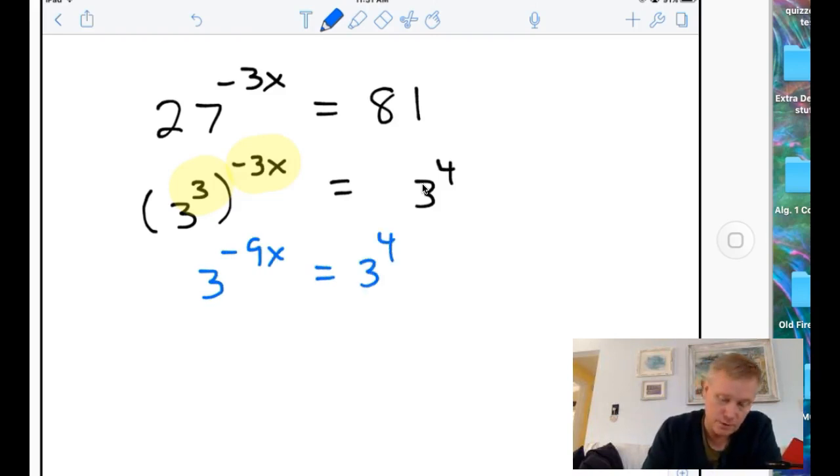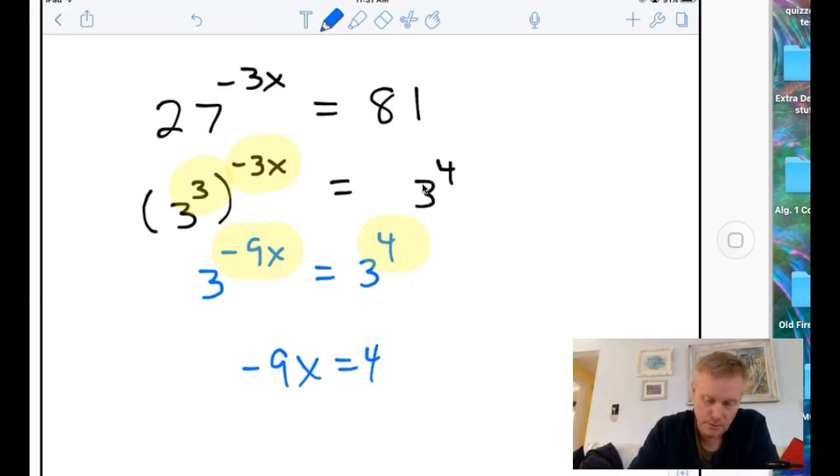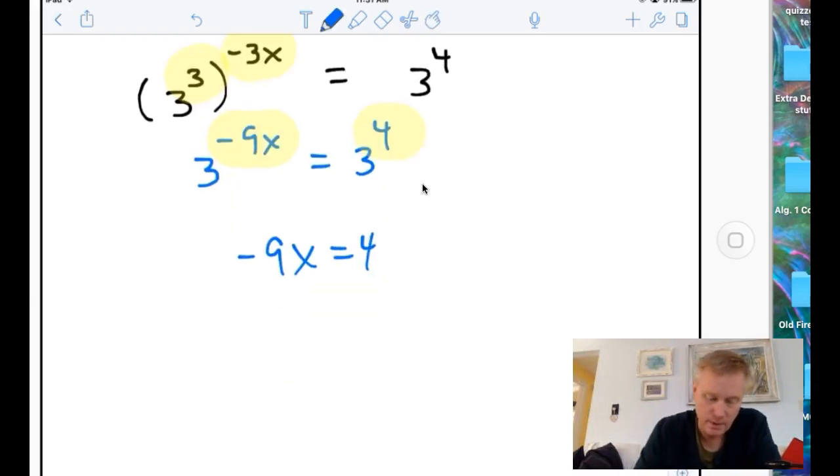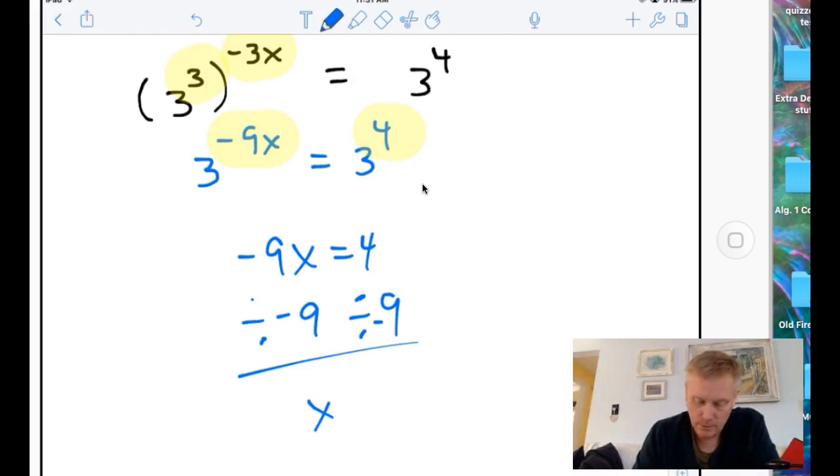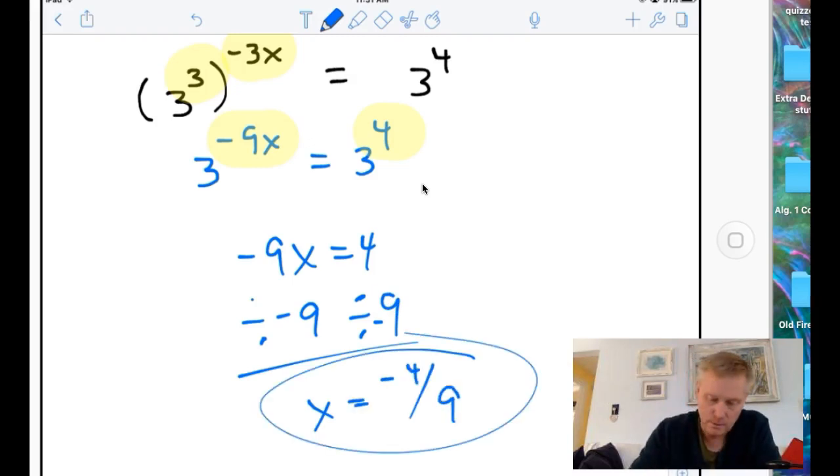Okay, now if these two expressions are equal, then negative 9x has to equal 4 because everything else is all the same. Negative 9x equals 4. I can drop the bases, divide by what's in front of the variable, and get my answer. X, make sure it's negative, equals negative 4/9. And that's my answer. Okay.